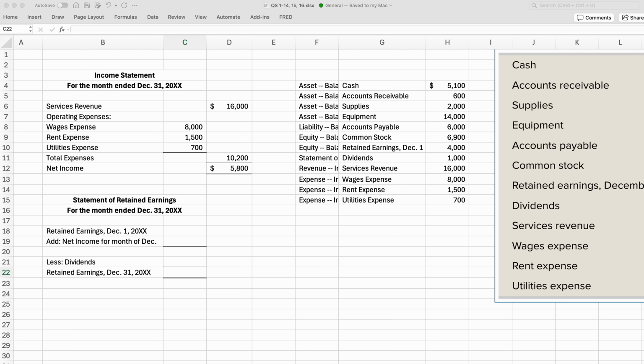All right, folks, part two is the creation of the statement of retained earnings. Now, I already have it laid out here. And notice what's going on. We've got our beginning retained earnings, what we started the month of December with. And this amount right here is this $4,000.